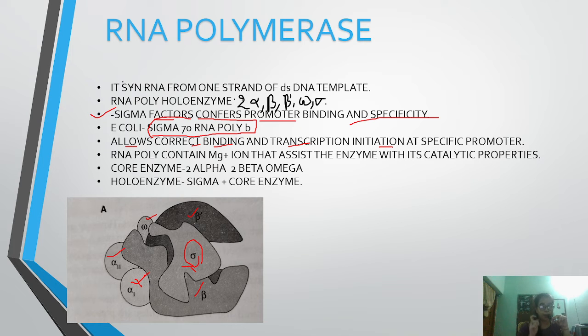Okay. Apart from the RNA polymerase, the magnesium ion also plays an important role. It assists or helps the RNA polymerase in its catalytic property for the process of transcription.